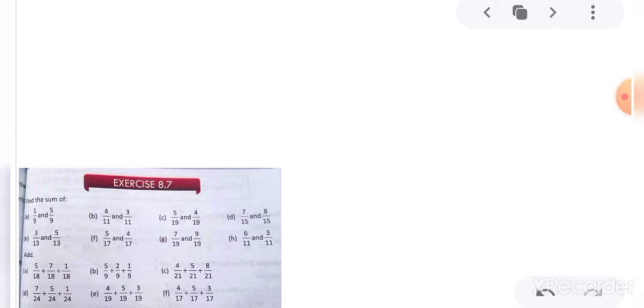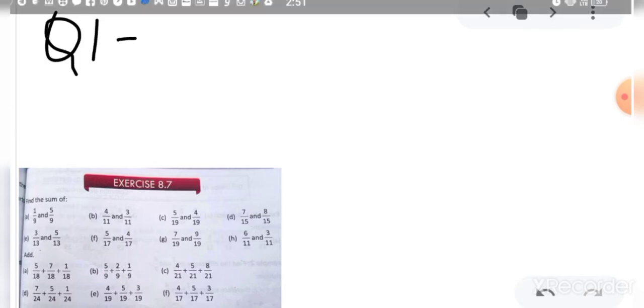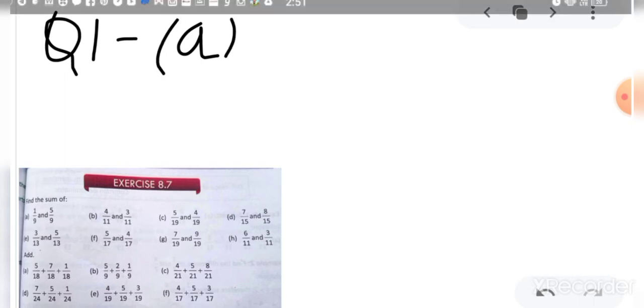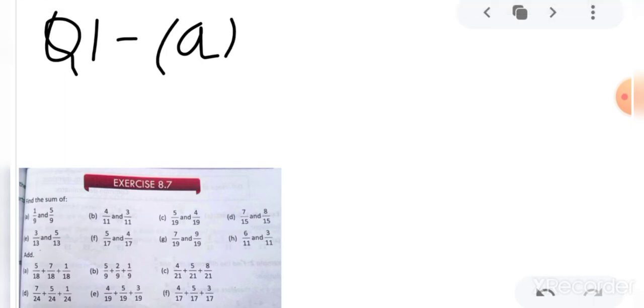So the first step is you have to add the numerators. As you all know what a numerator is. So in this exercise 8.7, I am doing question number 1, and I am doing its A part. Question number 1, A part. Find the sum of 1 by 9 and 5 by 9.